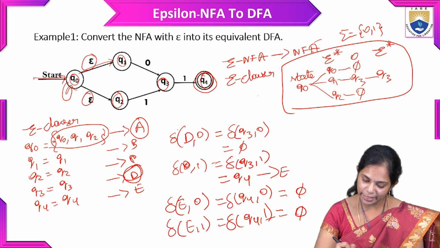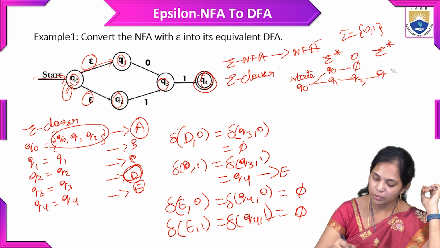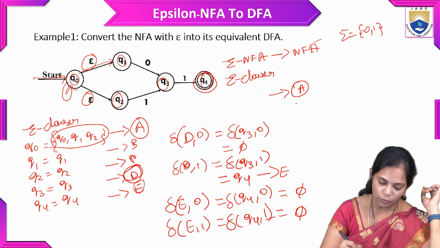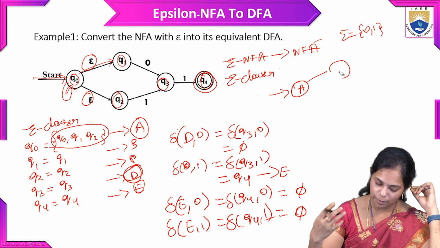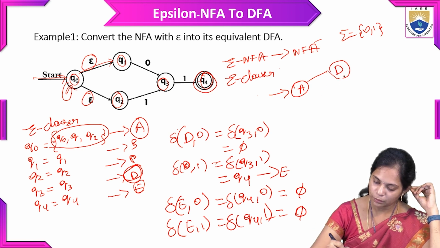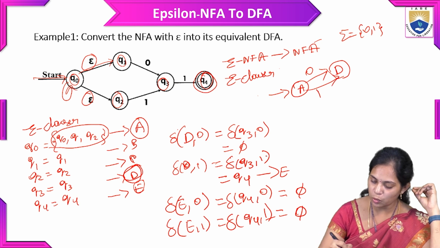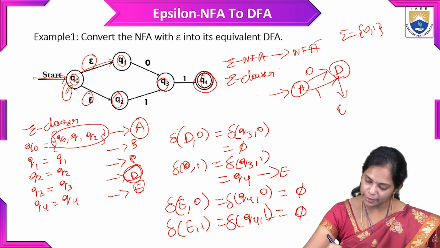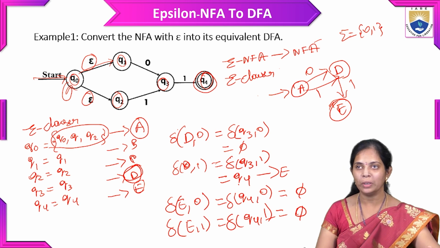So here we have the states A, D and E. So with this one, we can write the DFA construction. Here the starting state is A. So for A, input symbol, we saw that for 0 input it is reaching D, and for 1 input symbol also it is reaching D, and after reaching D, D to E. So Q4 symbol is here E, so here with the input 1. So this is the transition diagram for the conversion of epsilon NFA to DFA.